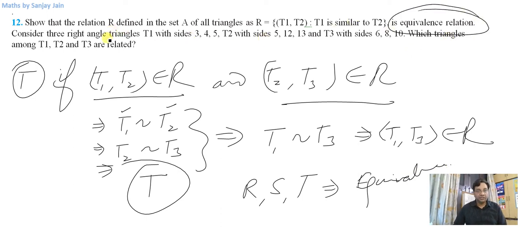Now consider these right angle triangles with these sides. T1 has got these sides, T2 these, T3 these. Which triangles among T1, T2, T3 are related? So when do I say that these triangles are related? When they fulfill this condition that they are similar to one another. When would they be similar? When the ratios of their corresponding sides are equal. So I just need to check the ratios of their corresponding sides.